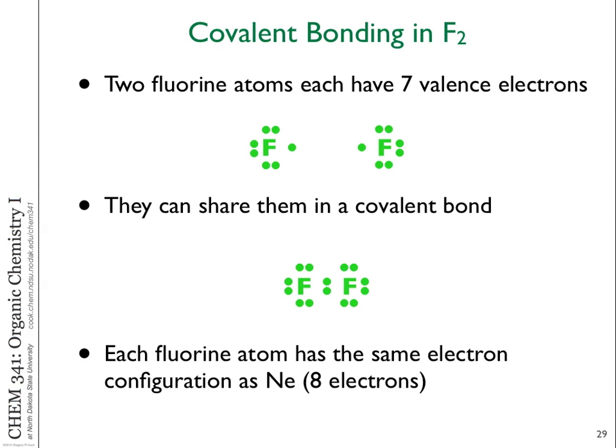Same thing with halogens, so F2, Cl2, Br2. These do the same thing. They have 7 valence electrons. They can easily satisfy and fill that second energy shell by just coming together and sharing 1 pair of electrons between them. Okay? So they have a covalent bond. Each fluorine atom now has the same electron configuration as neon. They have 8 electrons in their valence shell.